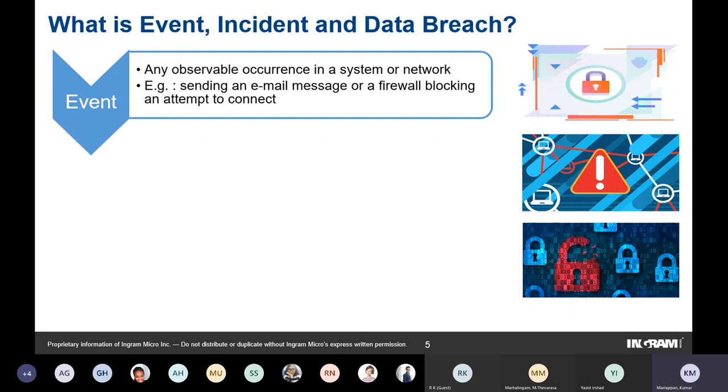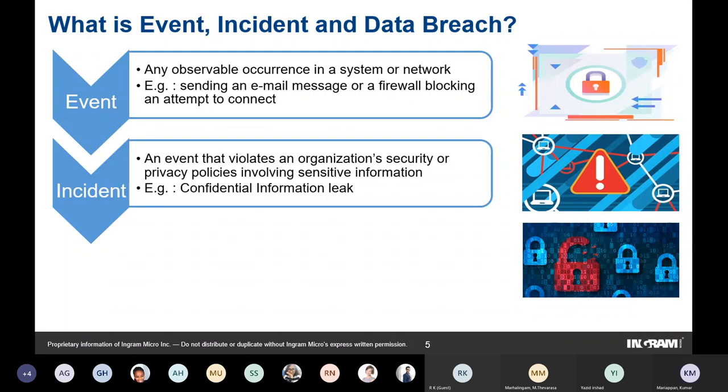It is just that you do not know whether that website is blocked or not, and you are trying to access it, maybe for research purposes or anything such. So when something happens and it gets blocked, it is being observed. This is considered an event, but it is not considered an incident because it did not cause any damage to start with.